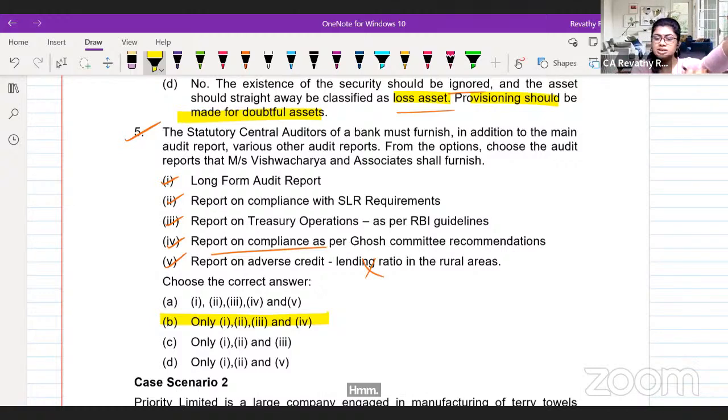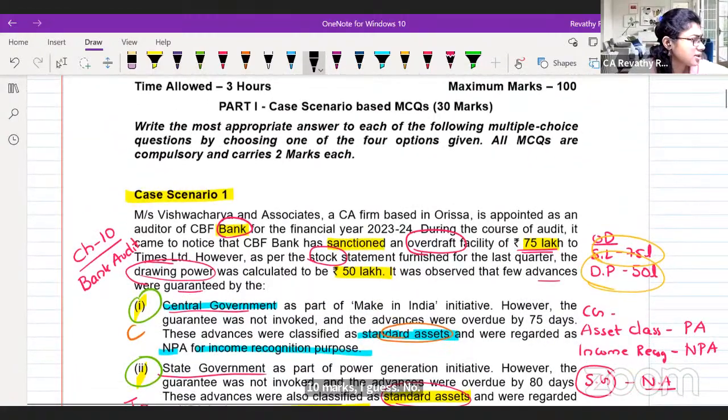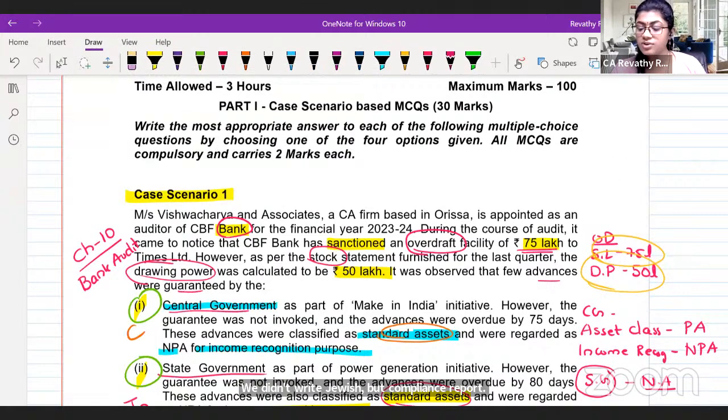So this should be 10 marks, I guess. How many marks did you see? Yes, 2 marks each. Yes, we have written SLR, CRR in the notes. That is just the compliance report. We didn't write it, but it is the compliance report. So this is 10 marks, 5 questions of 2 marks.